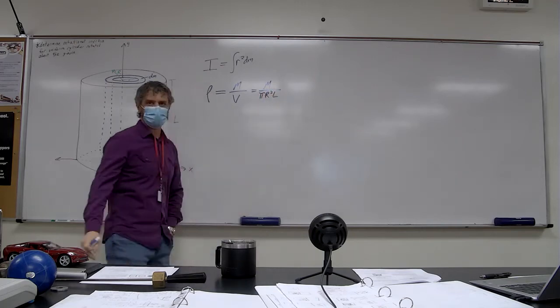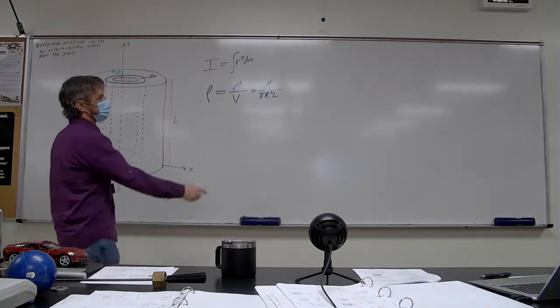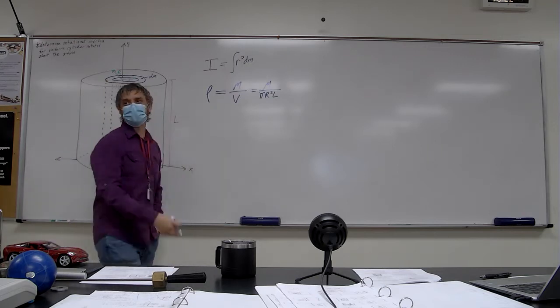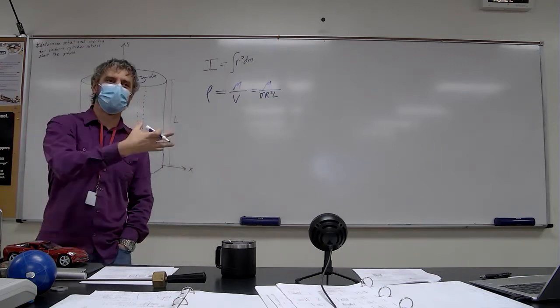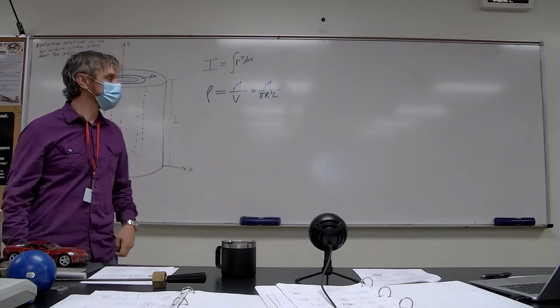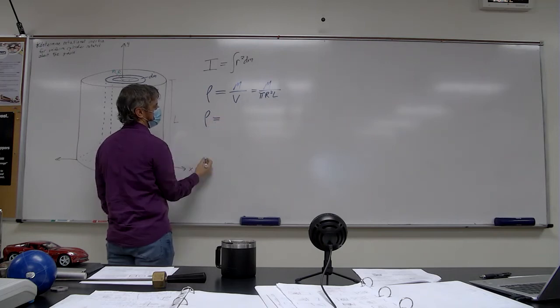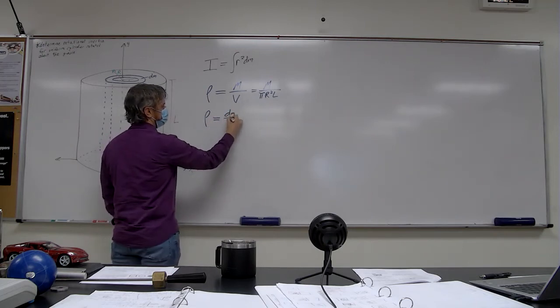Pi r squared L. Yeah, it's like any prism, right? Area of the base times the height. So there's my macroscopic mass density, which, if you have followed the few times that we've done this, you know comes back at the end to simplify our result. But we also want to do the micro mass density, and that's just going to be dm dV.